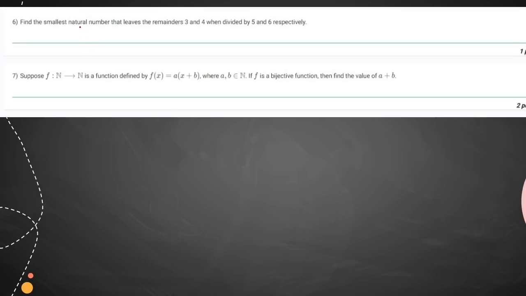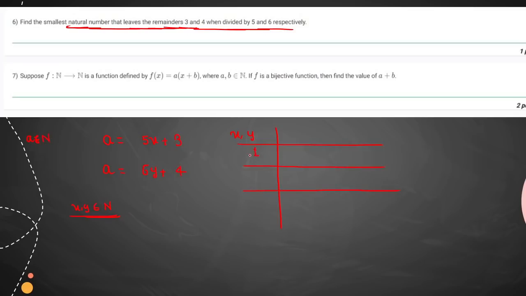So we have to find the smallest natural number that leaves remainder 3 and 4 when divided by 5 and 6 respectively. So let us suppose the number is a. So a can be written as 5x plus 3, and a can also be written as 6y plus 4. Okay, so a belongs to N, and here x and y also belong to natural numbers.